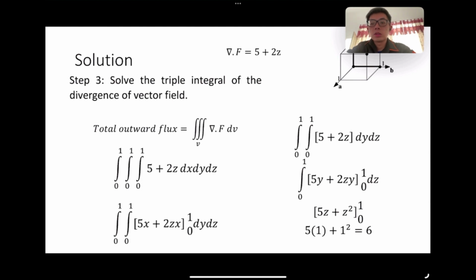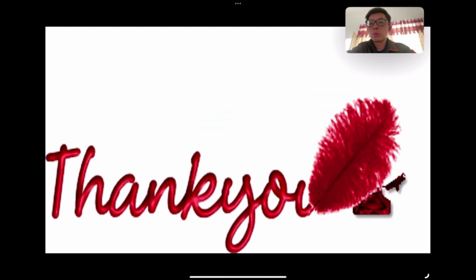So we substitute the value into the equation, and we set the limits 0 to 1 in the equation. So after solving the triple integral, we find that the total outward flux is 6. So thank you for listening to our presentation.